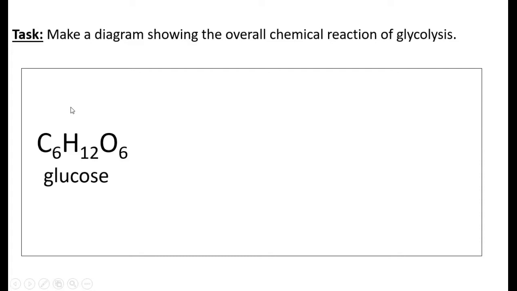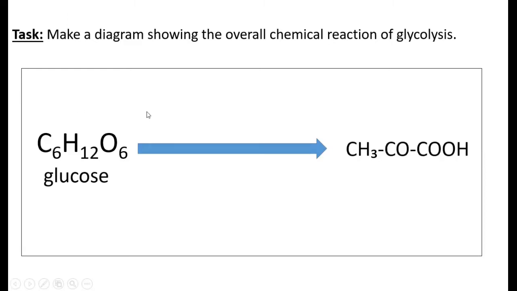C6H12O6, which is glucose. This glucose is going to go through different reactions, 10 reactions, 10 enzymes transforming different molecules. At the end, we end up with CH3COCOOH. This is pyruvate. We can see that glucose has 6 carbons. Pyruvate has 1, 2, 3. Therefore, it will be 2 pyruvates in order for the equation to be balanced.